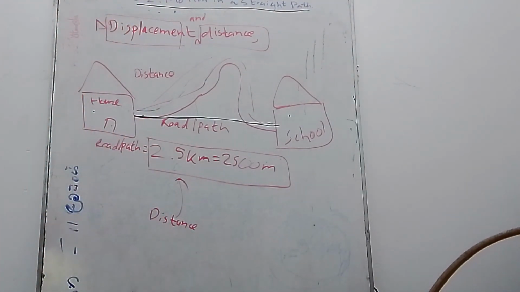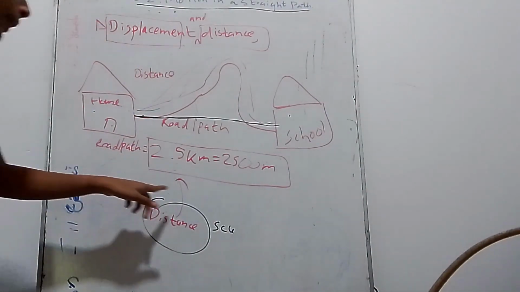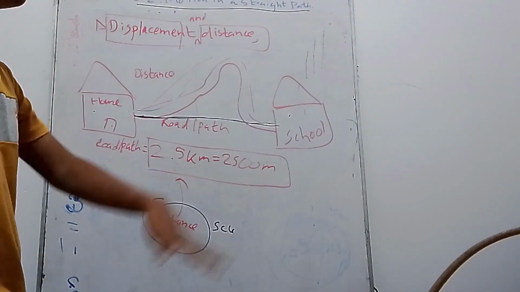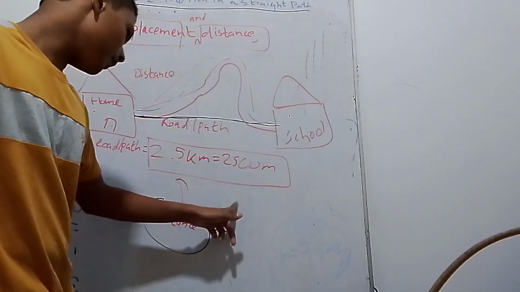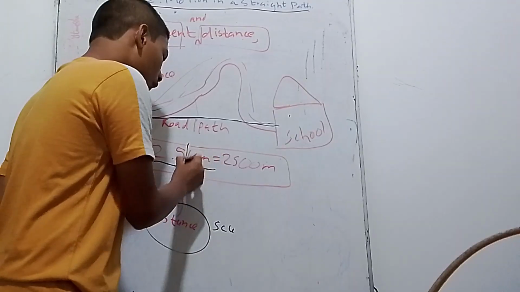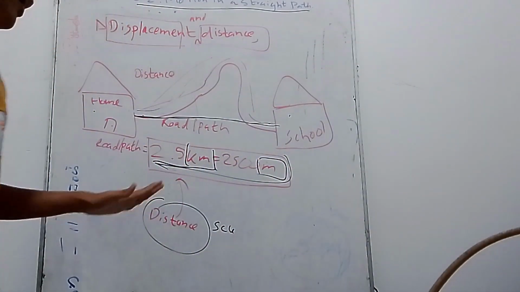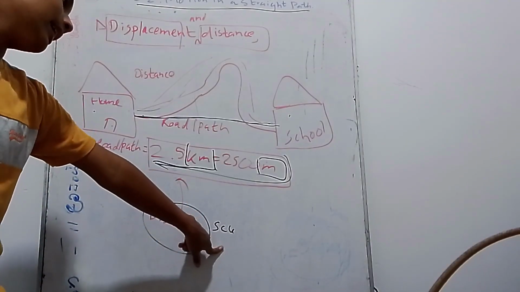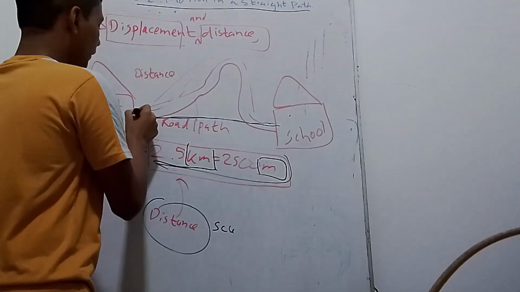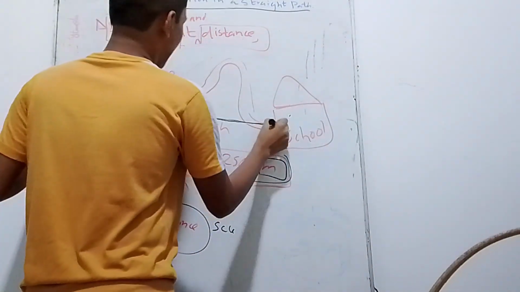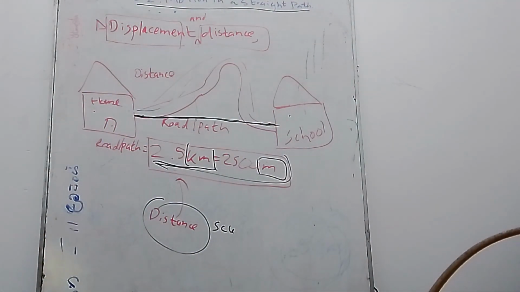So as I said before, distance is a scalar quantity. Scalar quantities are the quantities which have a specific magnitude but not a particular direction. Distance is a scalar quantity because it only has a magnitude. Kilometers, meters are magnitudes. So distance is a scalar quantity, and I am now going to explain about displacement. As you can see here, this black line represents the displacement.